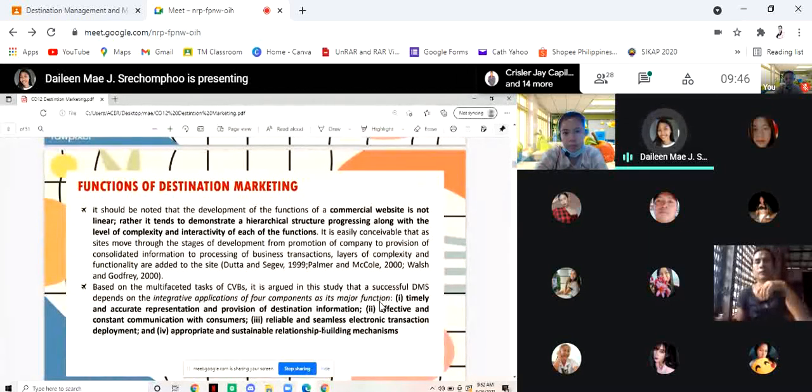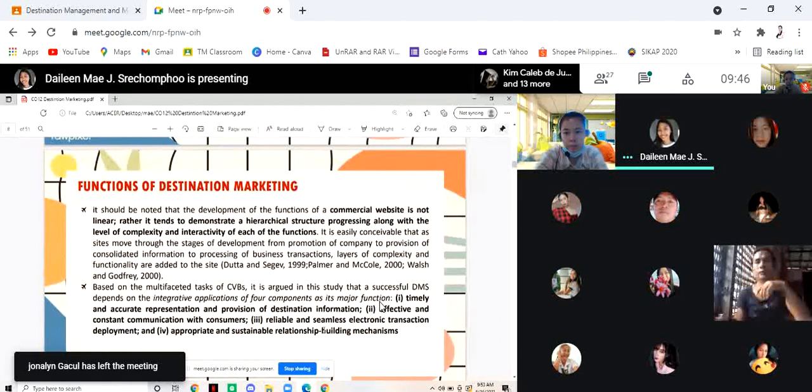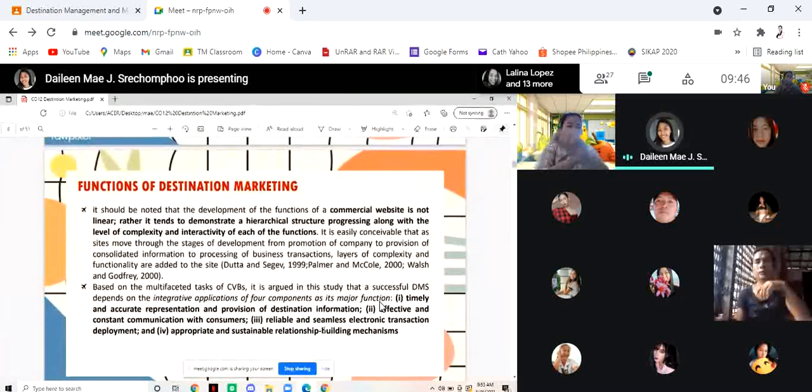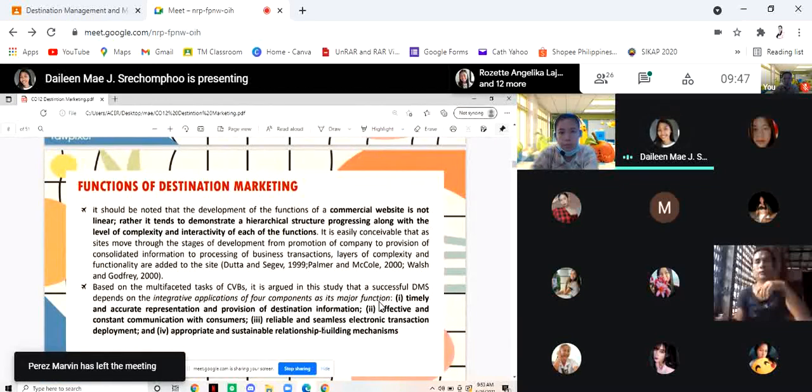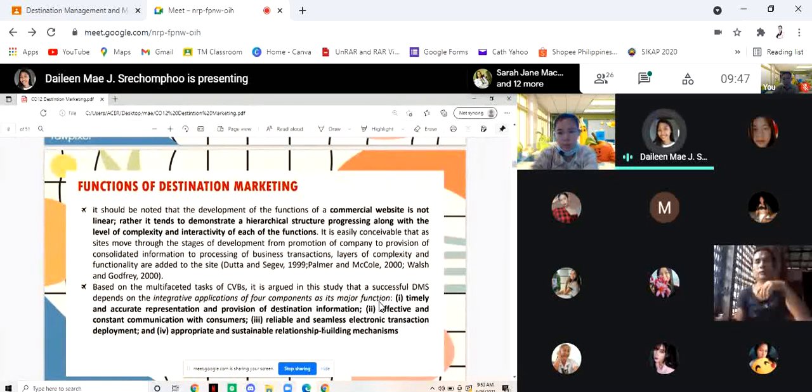So, based on the multi-phased task of CVBs, it is argued in this study that a successful DMS depends on an integrative application of four components as its major functions. Una ay timely and accurate representation and provision of destination information. Next is effective and constant communication with consumers, reliable and seamless electronic transaction deployment, and lastly, appropriate and sustainable relationship building mechanisms. So, yung successful DMS marketing daw through online platform ay may 4 na function.